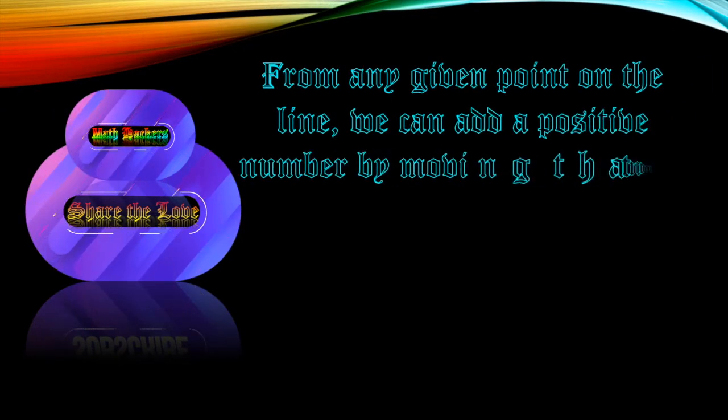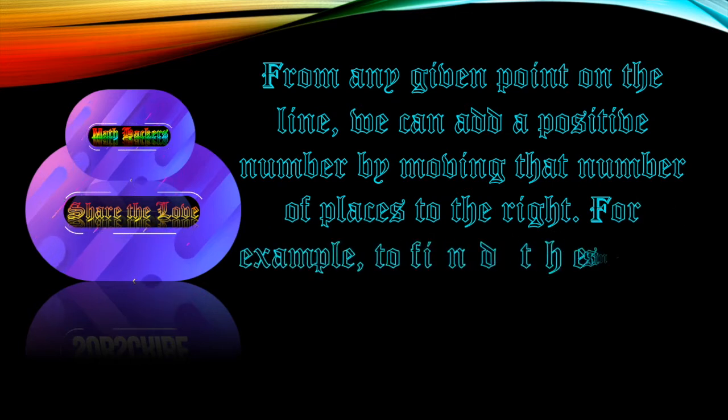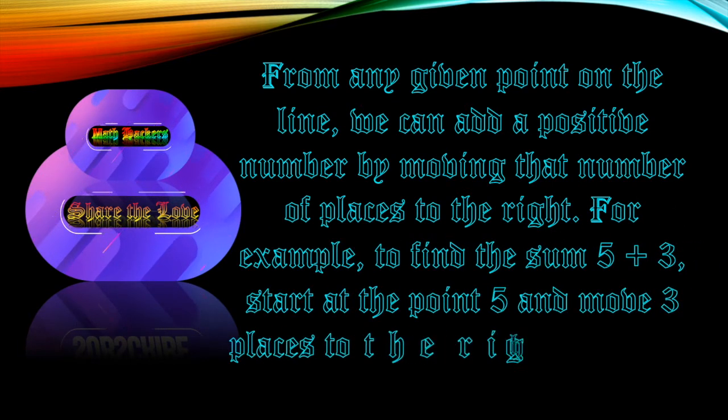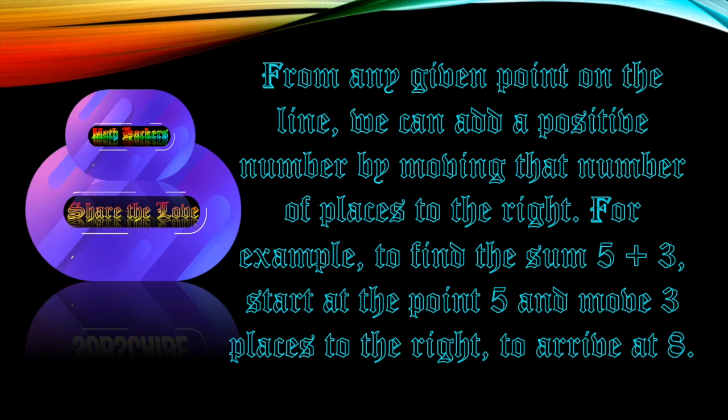From any given point on the line, we can add a positive number by moving that many places to the right. For example, to find the sum 5 plus 3, start at the point 5 and move 3 places to the right to arrive at 8. Just to reiterate the point, adding 3 here is the same as moving 3 places to the right to arrive at the grand total of 8. And if it was minus 3, then you would move 3 places to the left.